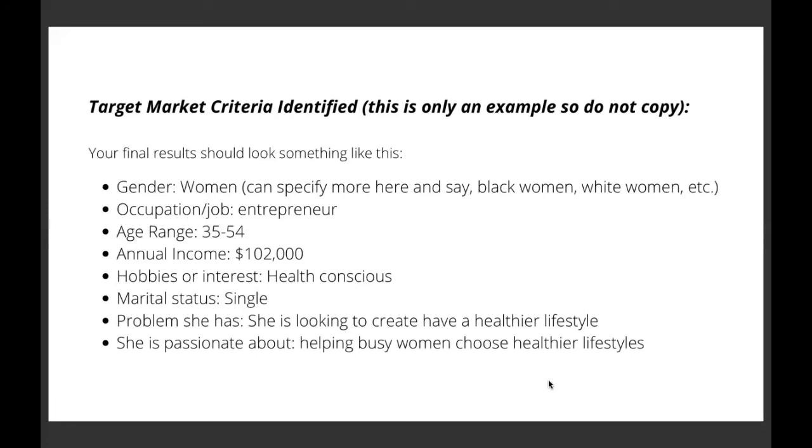What is she passionate about? Is there something that she's been dreaming about for years and that she would like to bring about or do? You want to know that so you can also know how to drill into that and press into that as you are building your target audience.